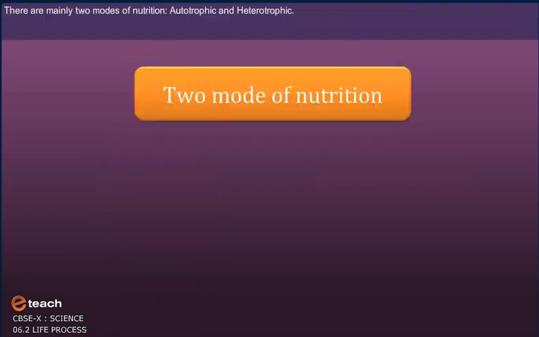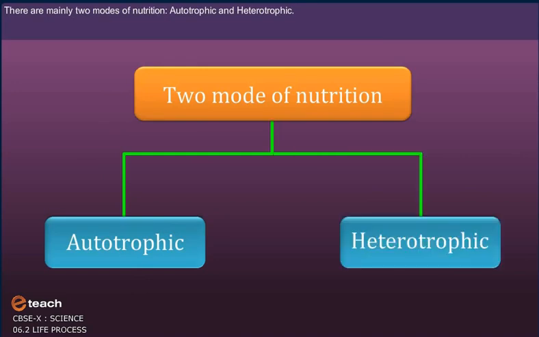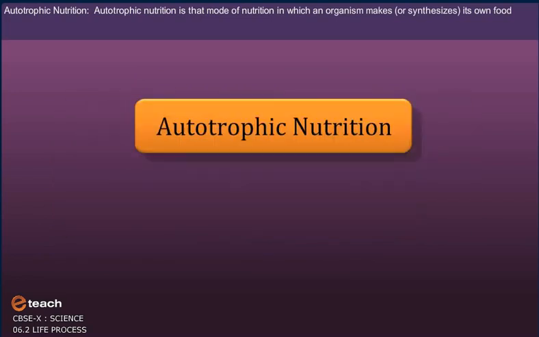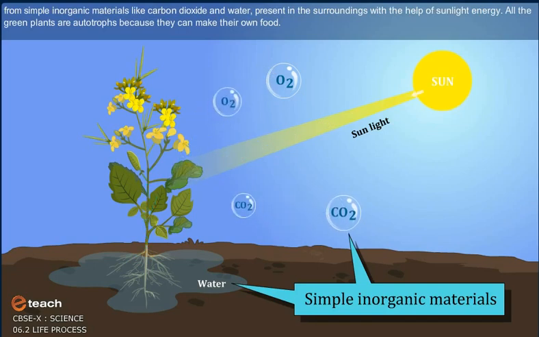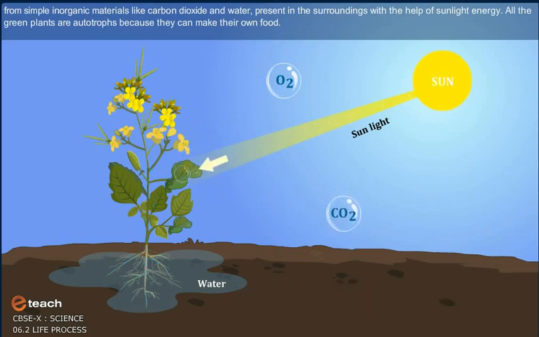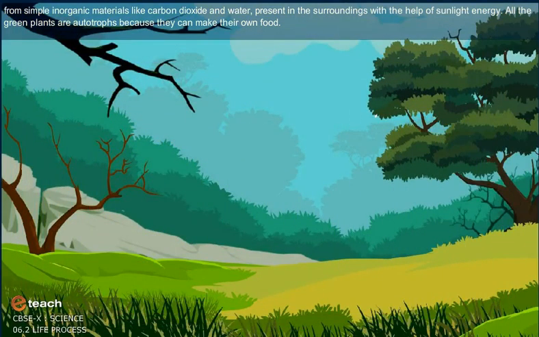There are mainly two modes of nutrition: autotrophic and heterotrophic. Now, autotrophic nutrition. Autotrophic nutrition is that mode of nutrition in which an organism makes or synthesizes its own food from simple inorganic materials like carbon dioxide and water present in the surroundings with the help of sunlight energy. All the green plants are autotrophs because they can make their own food.